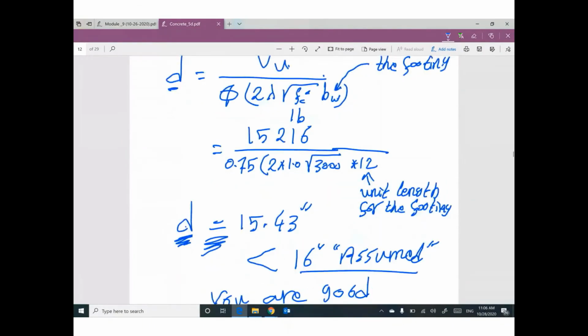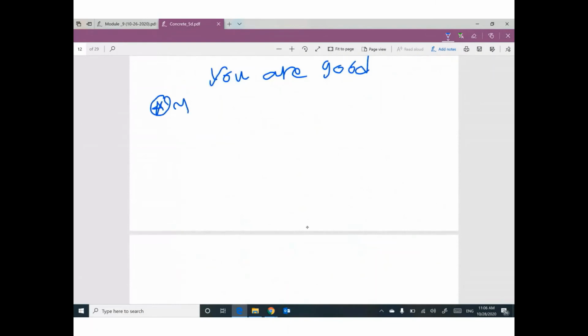We are almost done. But I need to remind you of something. Guys, we have a wall. This wall is supported by a footing.